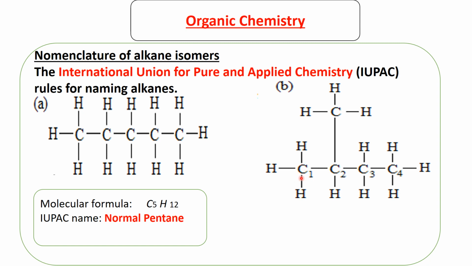So we got carbon atom 2. That means on carbon 2, we have a methyl group. So it's going to be 2-methyl butane.